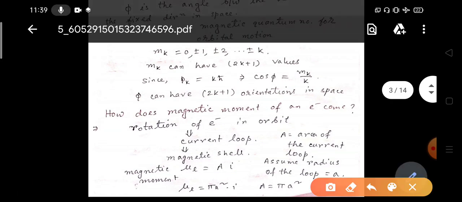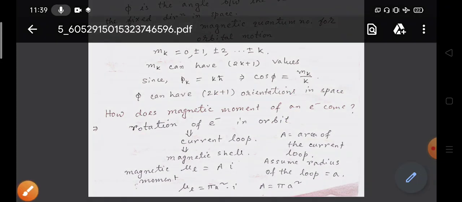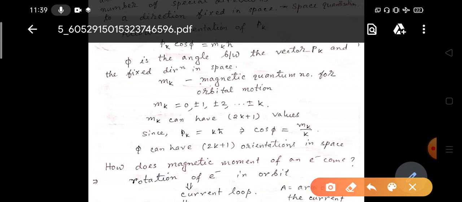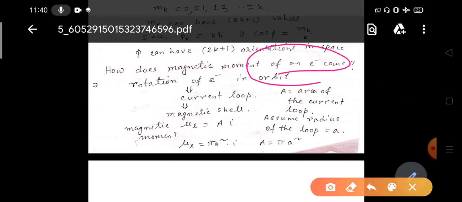So the number of ways the electrons can orient themselves will be decided by the value of ml, and ml can take 2l plus 1 values, that is from plus l to minus l. Now the question is, I used one word, magnetic quantum number, for the orbital motion. How does the magnetic moment of an electron come into this picture?